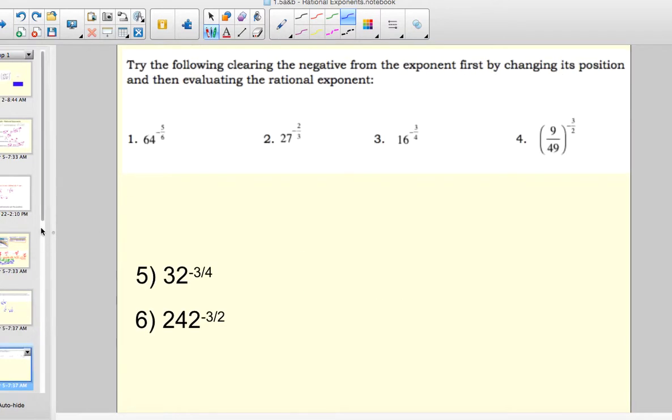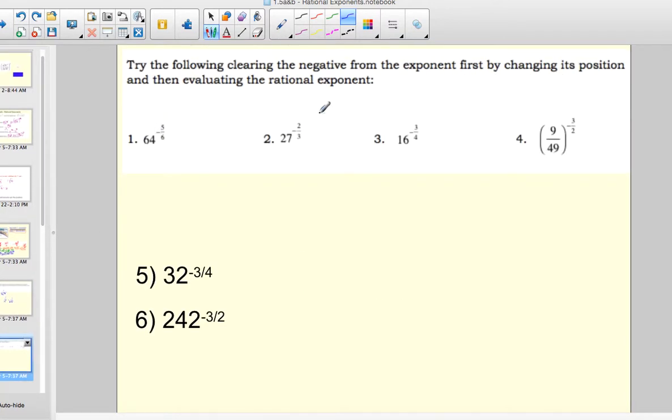All right, a couple more practice problems here. We're going to try these 4, and then I'll give you these 2 to do on your own. These are a little trickier. But 64 to the negative 5/6, well, you're going to have to take the 1 over 64 to the 5/6. And now you're working with a positive exponent. So the 6th root of 64 is actually 2. And if you're comfortable, you don't have to rewrite it as a radical. I'm not here. But you would do the 6th root of 64 first, which is 2, and then 2 to the 5th power, which is 32. So you're going to get 1 over 32.